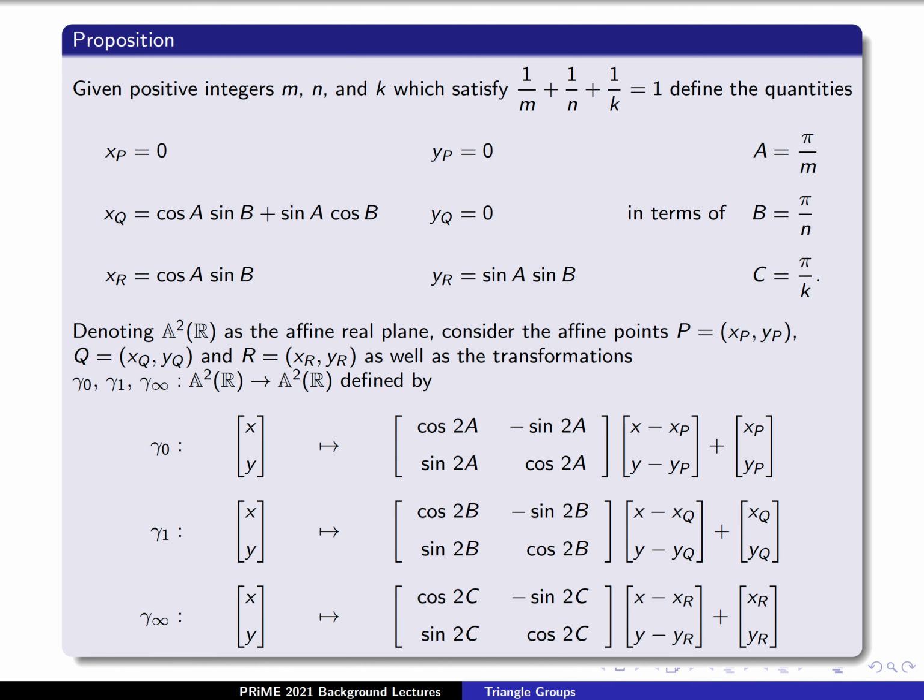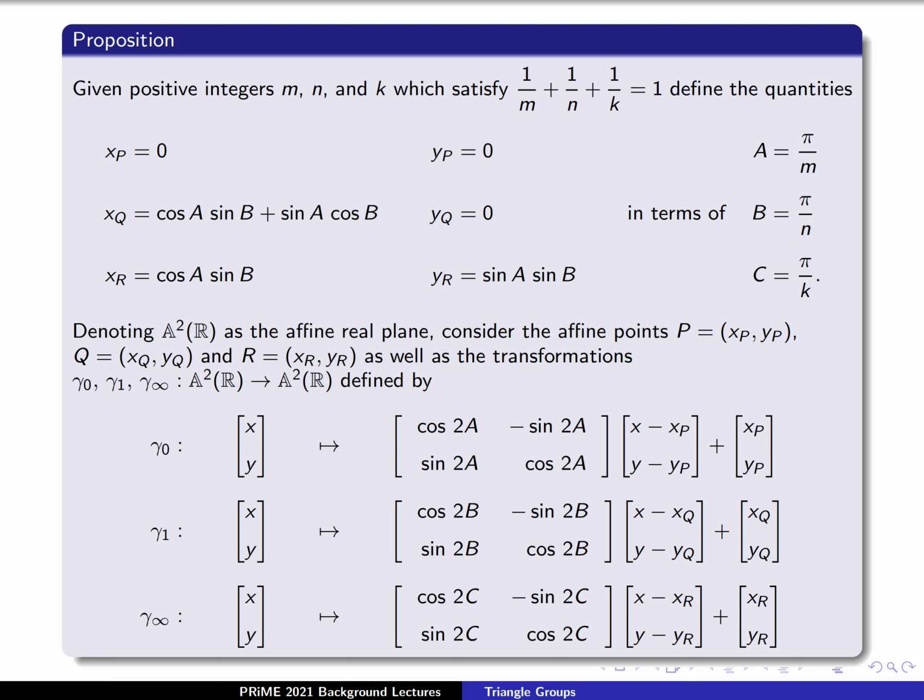Let's continue by giving some more geometric examples of triangle groups. Say that we have positive integers m, n, and k, which satisfy the sum of the reciprocals equals 1. That is 1 over m plus 1 over n plus 1 over k is equal to 1. First, we'll define 3 angles, capital A, capital B, and capital C as pi over m, pi over n, and pi over k respectively. Next, let's define 3 affine points, capital P, capital Q, and capital R, in terms of the x and y coordinates you see here on your screen.